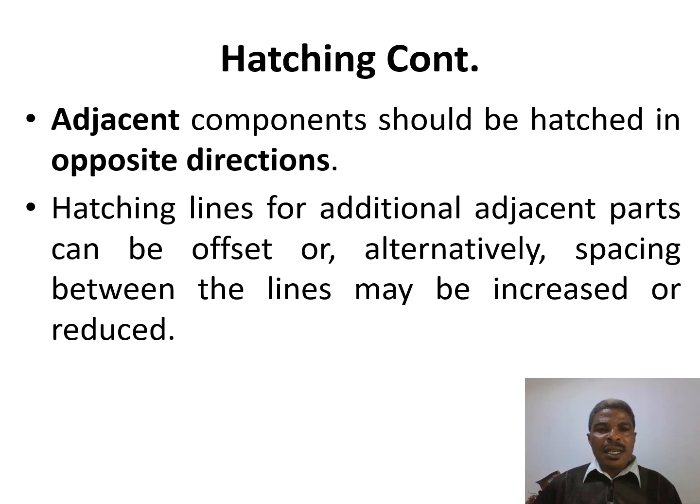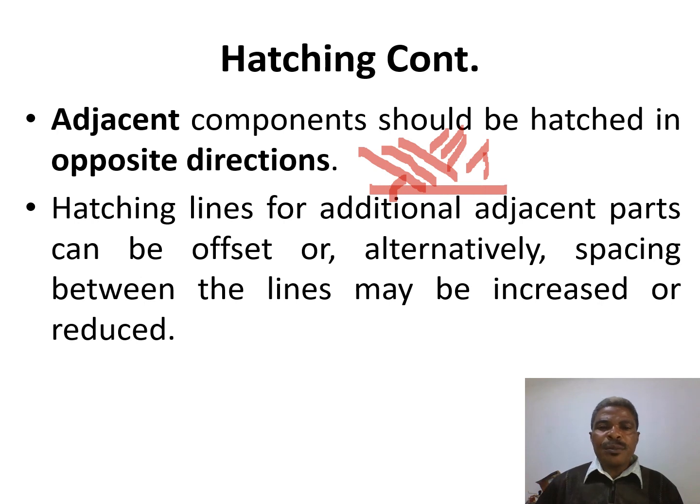So for hatching, adjacent components should be hatched in opposite directions. This indicates that if there are two materials that are joined together, in hatching you need to indicate that one material is inclined in the other direction, like this. If they are hatched, this one is 45 degrees here, and this one 45 degrees here from the horizontal.